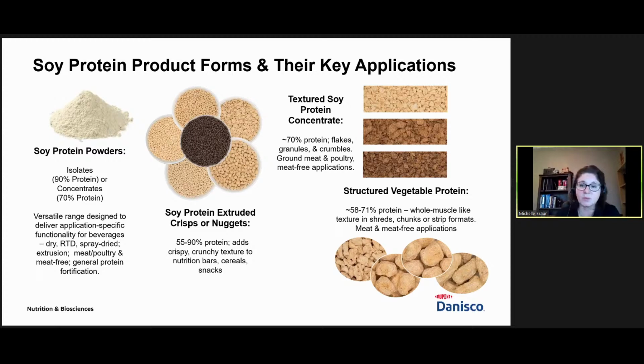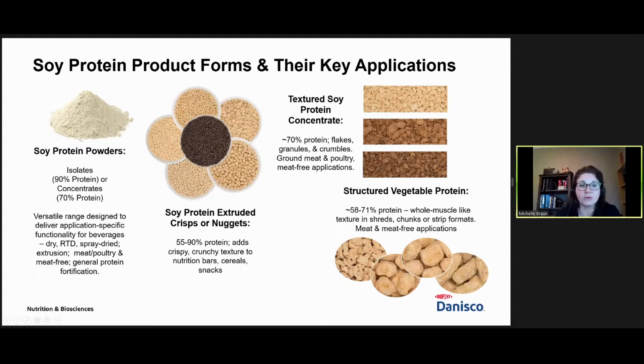And other extruded products can deliver different eating experiences. Textured soy protein concentrate is available in flakes, granules, and crumbles, which works well in meat and poultry or meat-free versions of those applications. And structured vegetable protein can mimic whole muscle-like texture in shreds, chunks, and strips formats. And of course, as we heard in the previous talk, this is a very exciting area where soy has a head start in terms of the innovation that has been applied and what we know of how this ingredient can manifest in a variety of foods and formats.